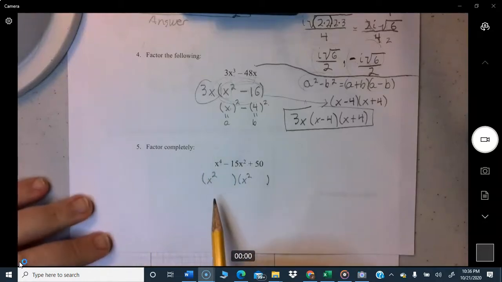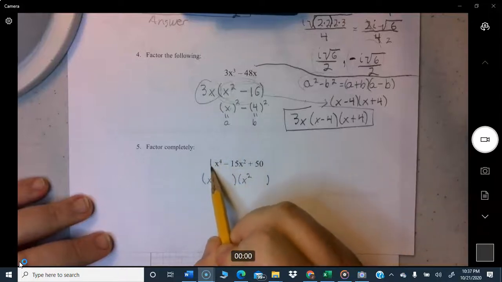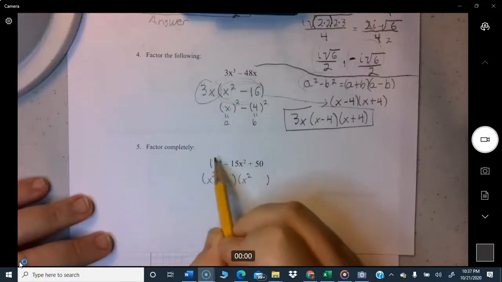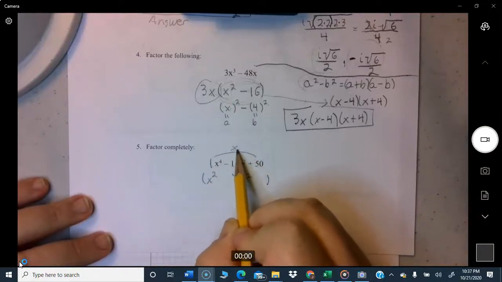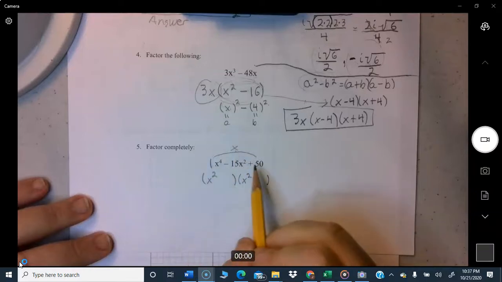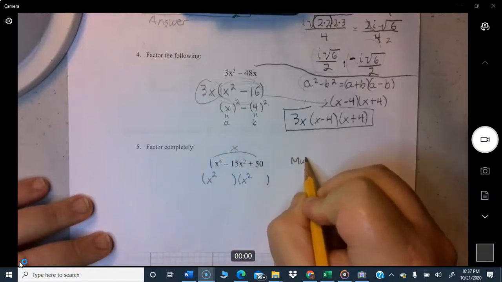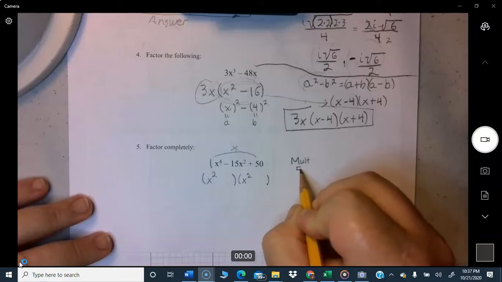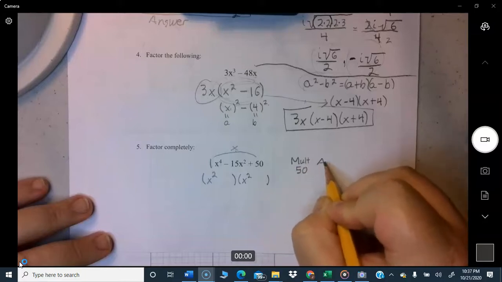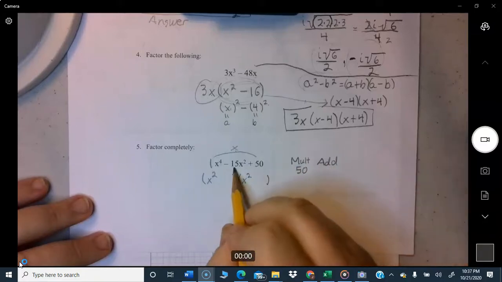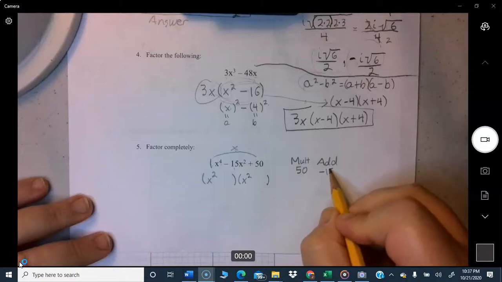So now what we're going to do is we need to find the grand product. That's this first coefficient and the last one. Okay, that's a times sign, not an x. So 1 times 50, so the grand product is 50. So you have to find two numbers that multiply to the grand product, and they add to this number in the middle, which is negative 15.